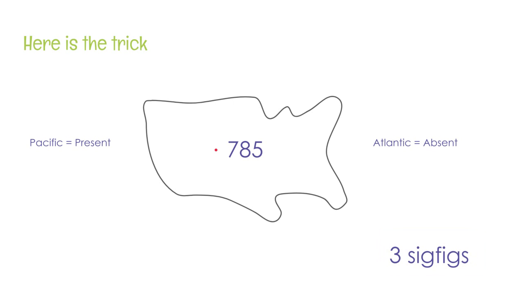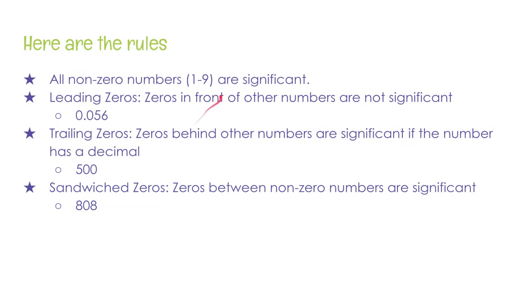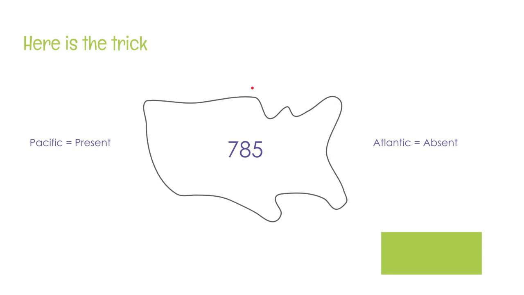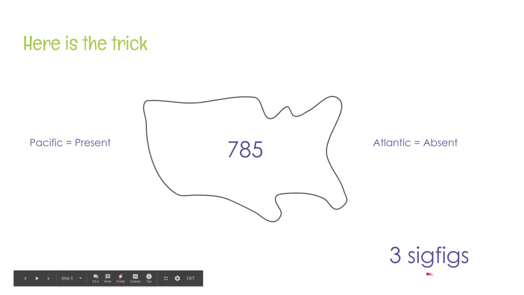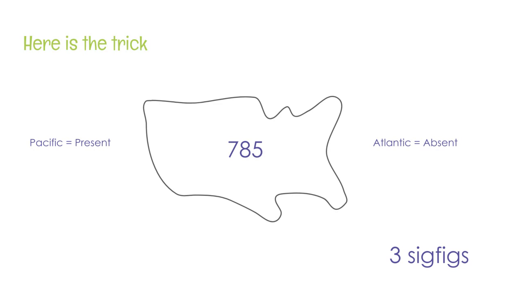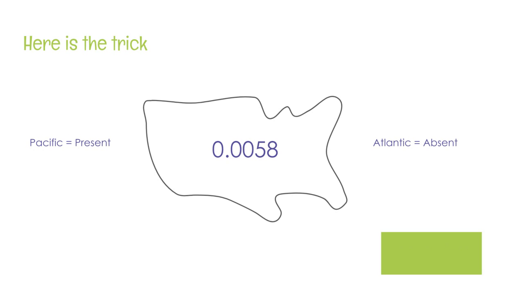And if you remember from the rules, all non-zero numbers are significant. So that's 1, 2, 3 digits are not zero. They have to count. That means all 3 of them are considered significant. We sometimes like to call them sig figs just because it's cute. It's like shorthand. It's something that scientists understand and the other people don't. You know, it's just one of our things that we like to do.